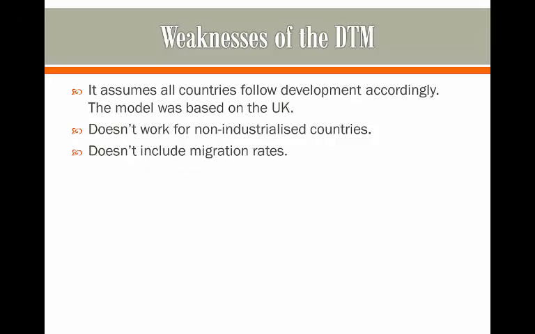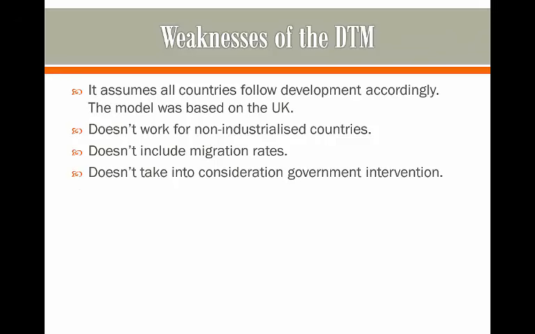And this is a main problem with the DTM, the main thing that it's been criticized for, and that is that it doesn't include migration rates. So the DTM only shows natural changes in the birth rate and the death rate, but it doesn't account for the influx of migrants or emigrants in a country. So the total population line is going to be very different if we were to add in migration as well. So that's one of the main problems with the DTM.